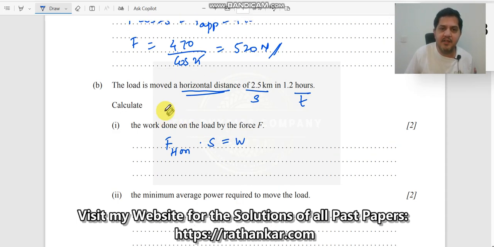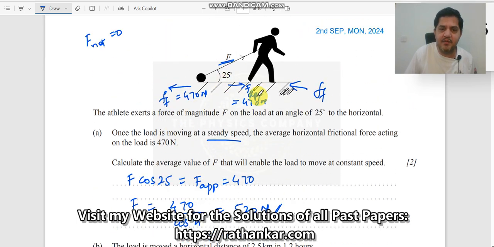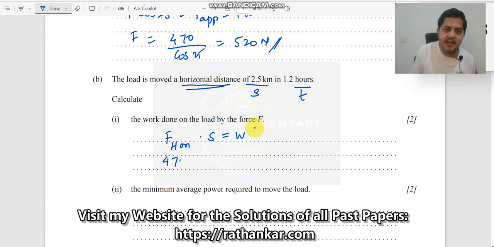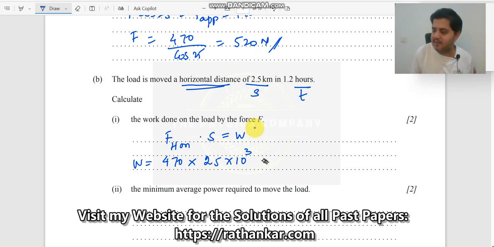Now what is the F horizontal over here? F horizontal is nothing but 470 Newton. Why 470 Newton? Because 470 was the frictional force and this should also be 470, which we have already considered. So this should be 470 multiplied by the distance, which is 2.5 kilometers, 2.5 into 10 to the power of 3 meters, and that should be your work done. So let us calculate this value.